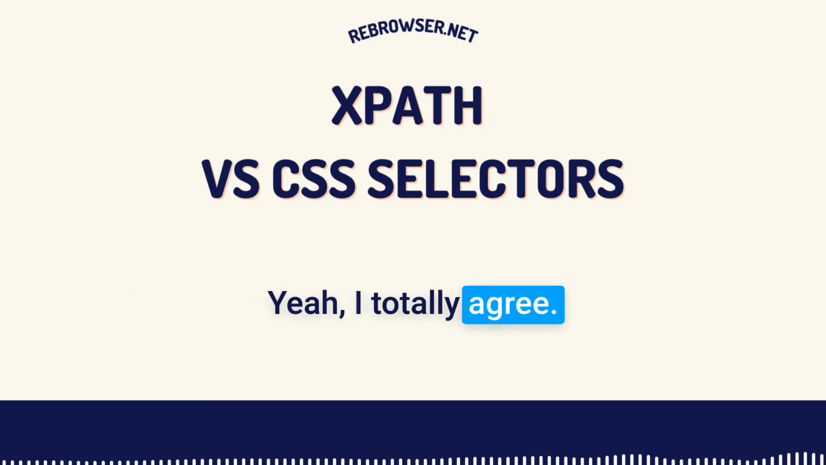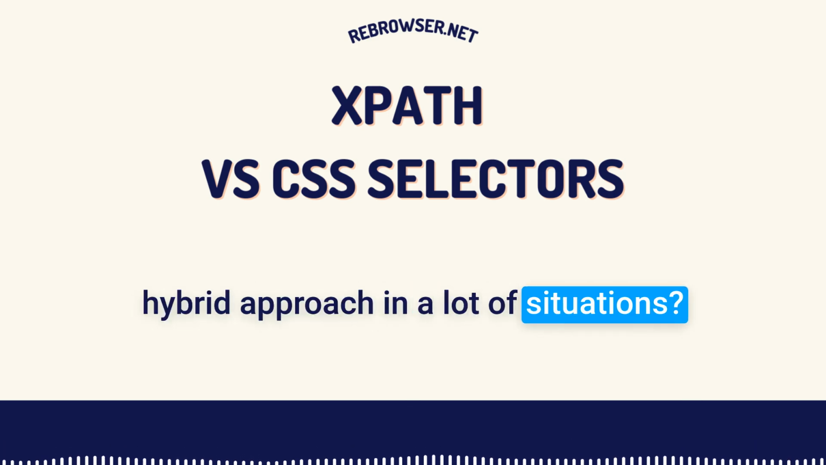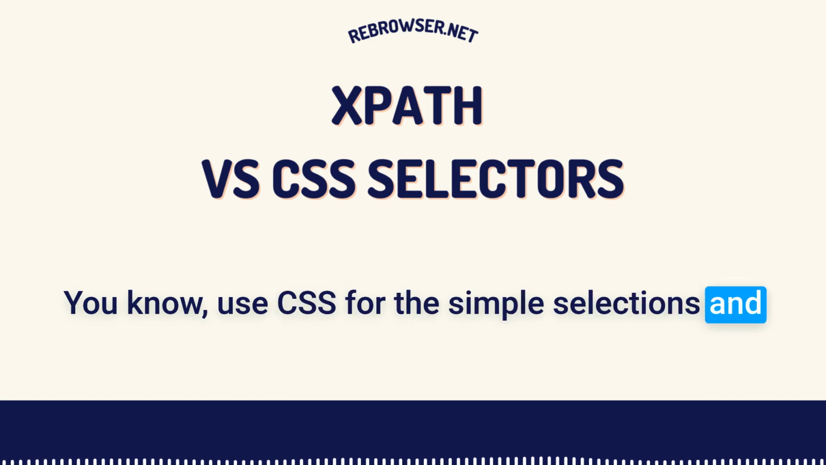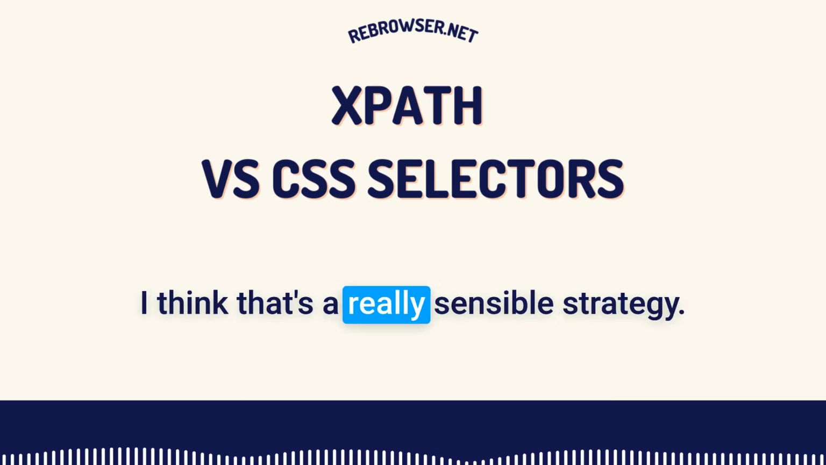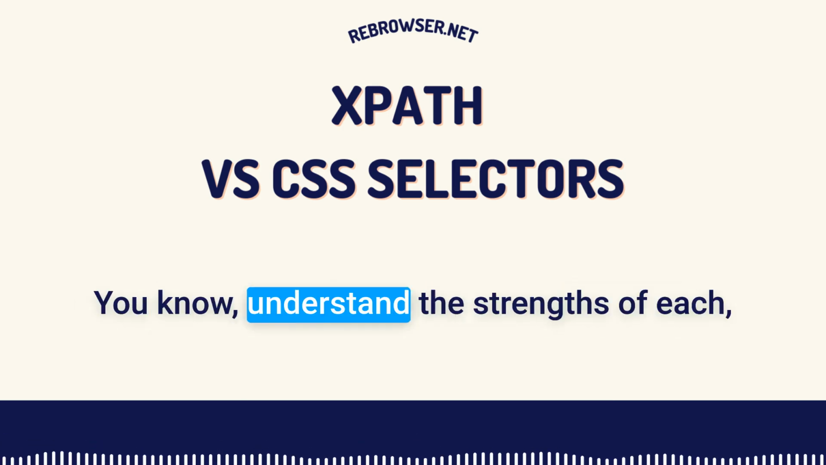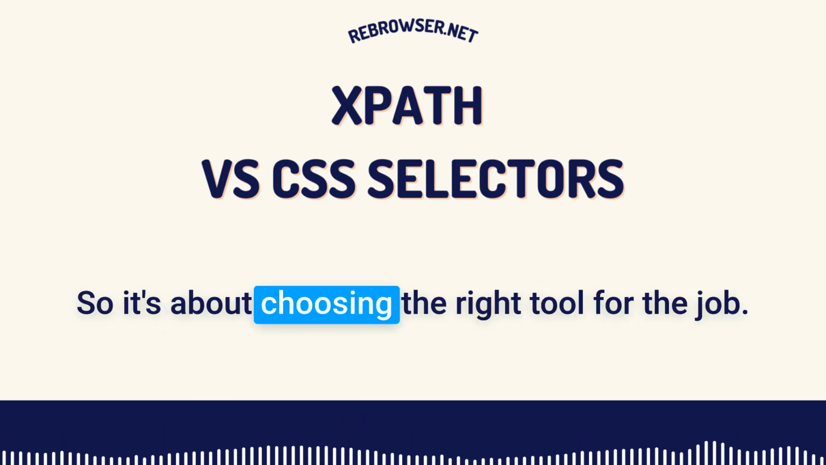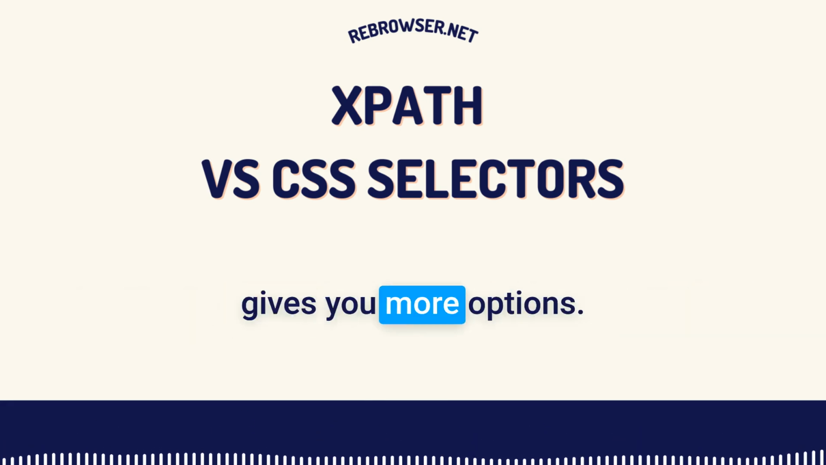Yeah, I totally agree. So would you recommend a hybrid approach in a lot of situations? In many cases, yes. Use CSS for the simple selections and turn to XPath when you need that extra power. I think that's a really sensible strategy. Understand the strengths of each, and then you can apply them strategically. So it's about choosing the right tool for the job. Exactly. And knowing both of them gives you more options.